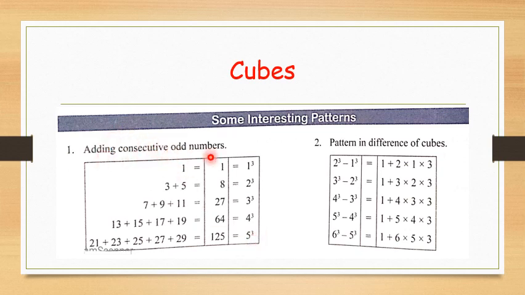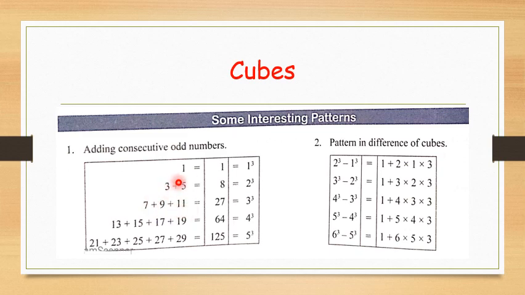Adding consecutive odd numbers. If we add odd numbers consecutively, okay? So 1 is equal to 1 cube. 3 plus 5, taking 2 consecutive numbers, 3 plus 5 that is 8, which can also be written as the cube of 2.